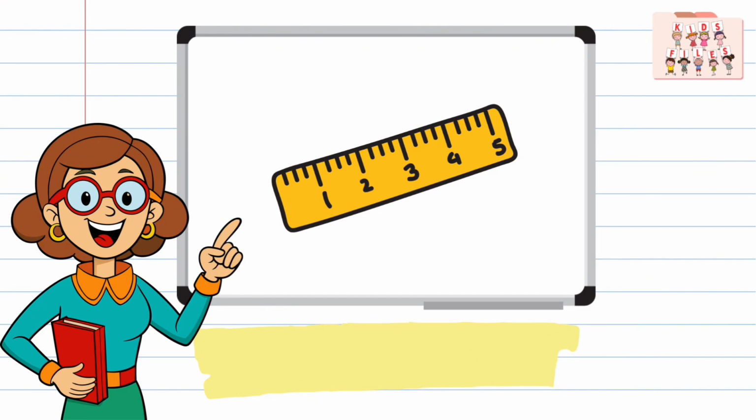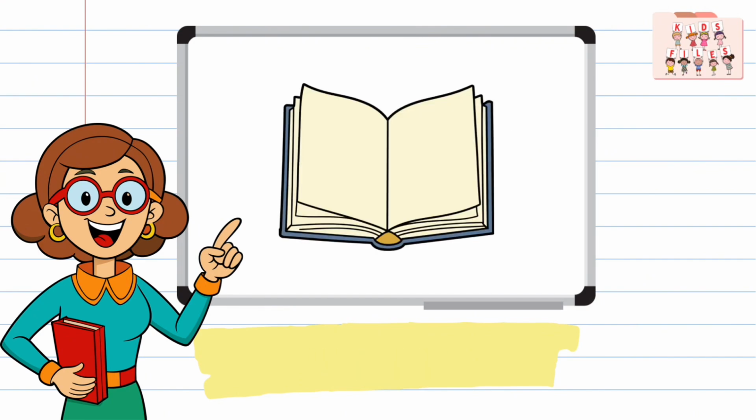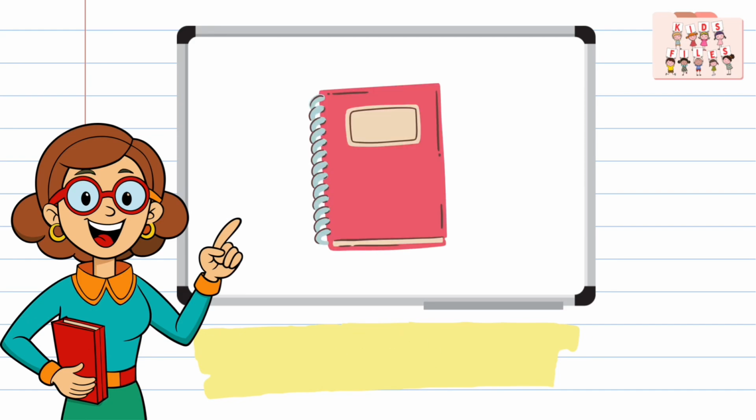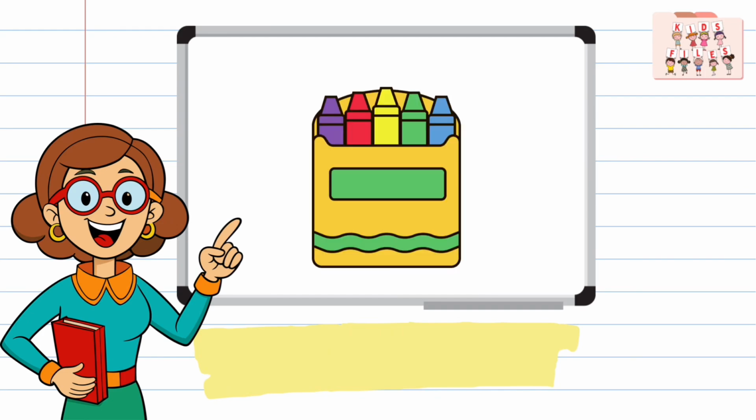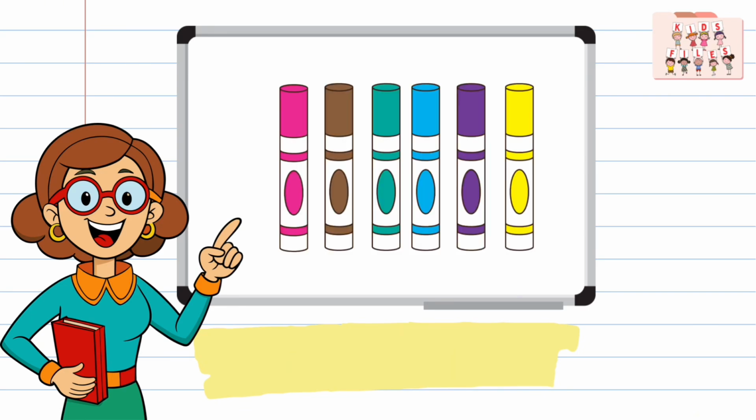Ruler. It's a ruler. Book. It's a book. Notebook. It's a notebook. Bag. It's a bag. Crayons. These are crayons. Markers. These are markers.